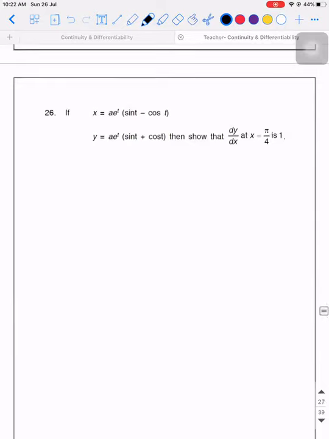26th. Sachin, Rakshana, Shruti. Okay. So this is also parametric form, guys. So this is also a parametric form. How are you going to solve this?